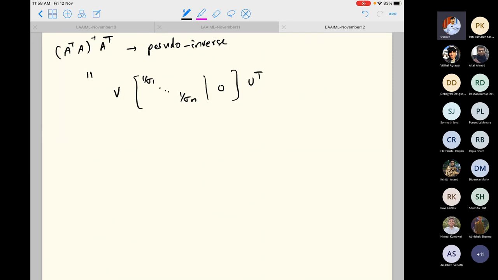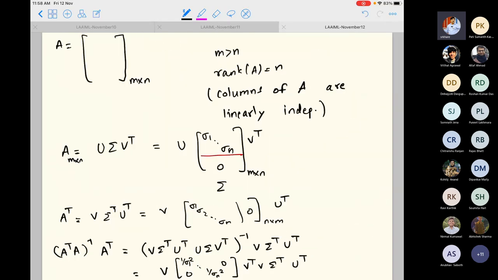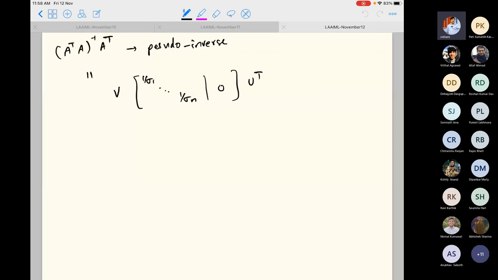This looks almost exactly the same as the singular value decomposition of A inverse, right? That's why the pseudo inverse is called the generalization of the inverse of a matrix. This is how SVD can help you compute pseudo inverses. Once you know the SVD of matrix A, you don't need to compute A transpose A inverse A transpose. You just rearrange the singular vectors and singular values in this way, and this matrix you see here is actually the pseudo inverse of the given matrix A.